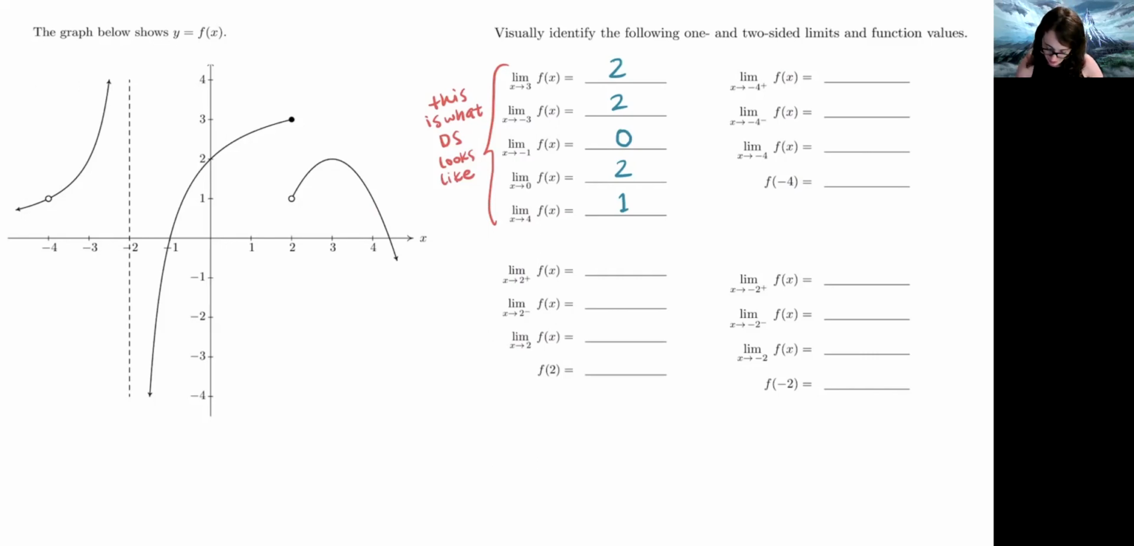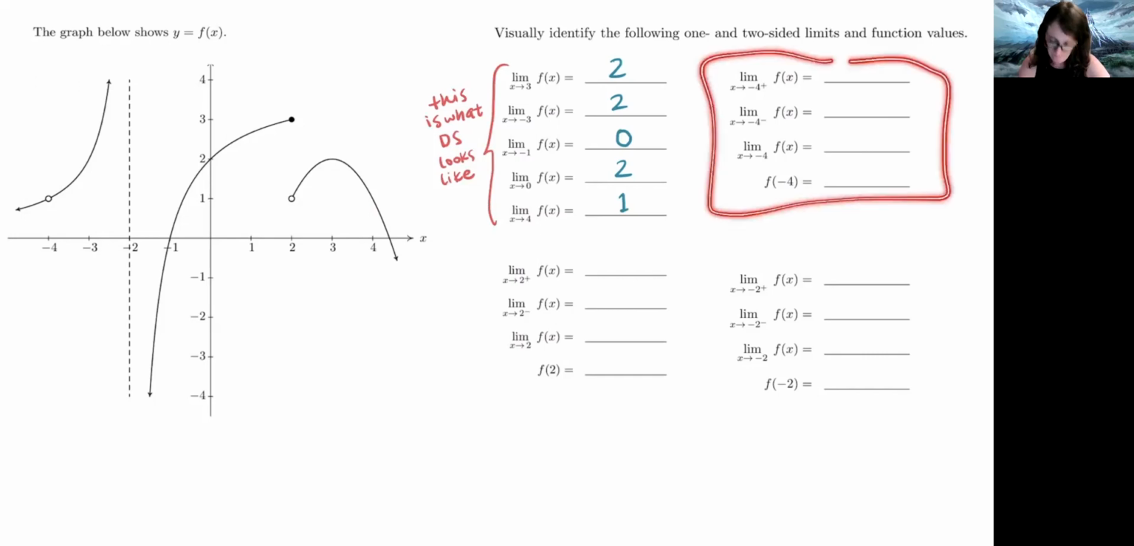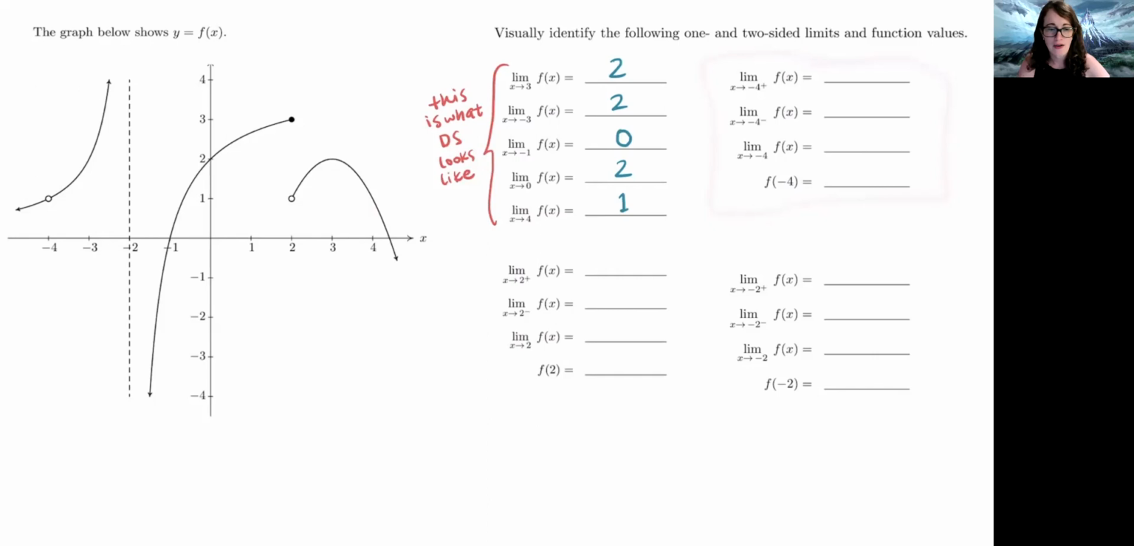All right, we've got 3 more groups. Let's move over to the right-hand side here. So this is all about -4, x approaching -4 from one side, the other side, and then both sides. Okay, so that's where we have this hole in the graph.